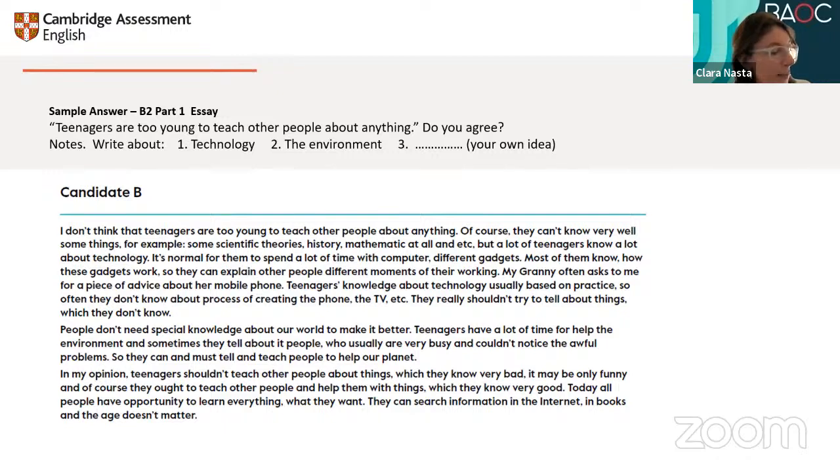Ideas are discussed in a logical way, right? In the second point concerning environment, the candidate explains that teenagers have time to learn about environmental problems and should share this knowledge. Okay, so in general content, it is given a very good rating.